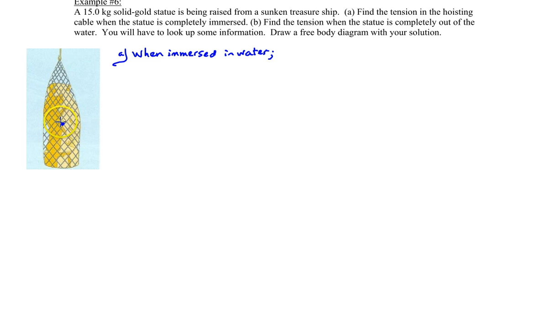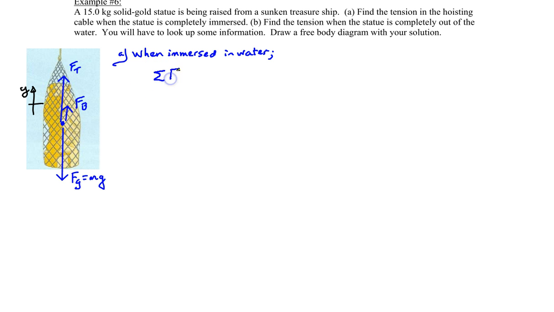So we've got the tension going up. We have a bit of a buoyant force going upwards. And then we have the weight going downwards that's being balanced by these two forces. So let's assume that y is positive upwards, and we will assume that it's all in equilibrium.